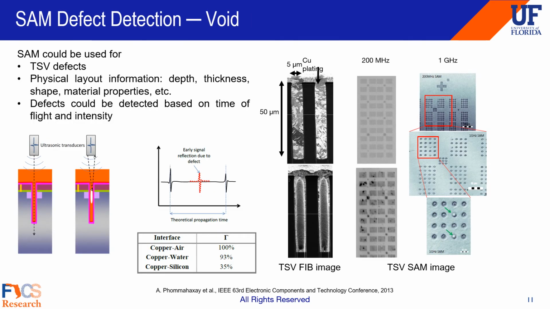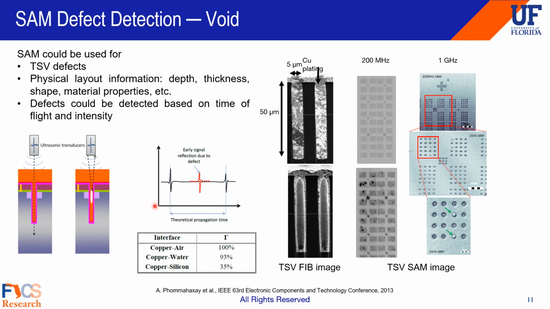Next, void is one kind of defect that is not uncommon. Here we have examples of inspecting copper-filled vias of an interposer. In these examples, we can use the time of flight to get information such as the depth of the via. You can see there might be material above the silicon via. We could also get the thickness and shape of the via. In addition, we can get an idea of the material that is inside the void.